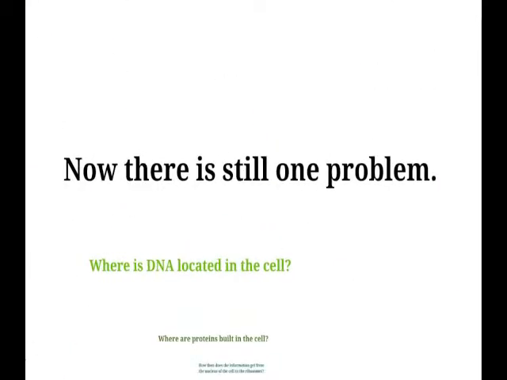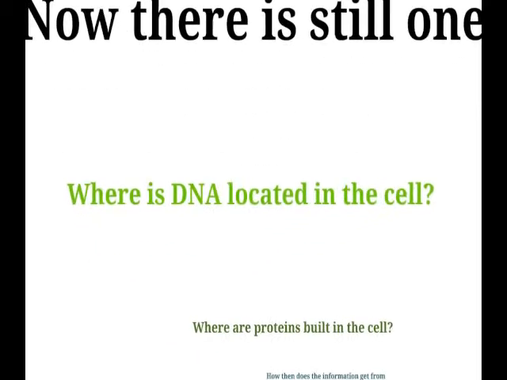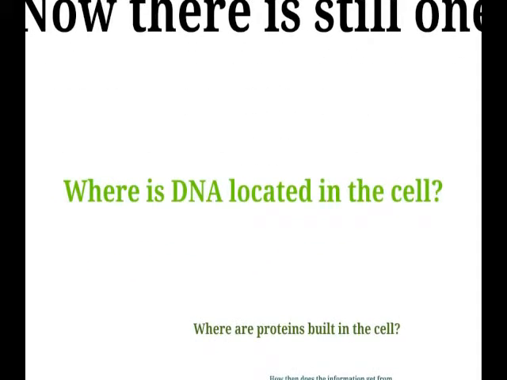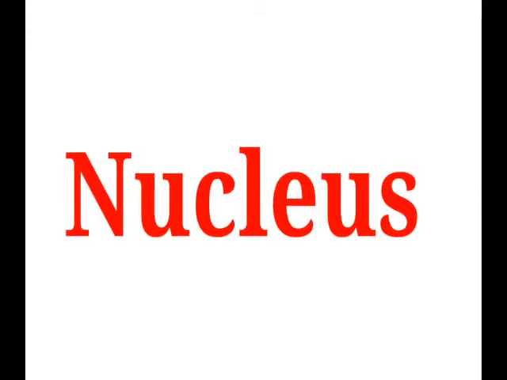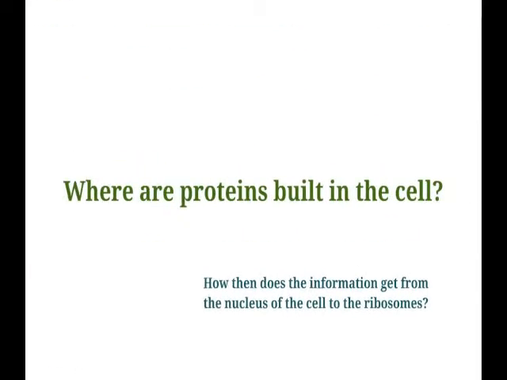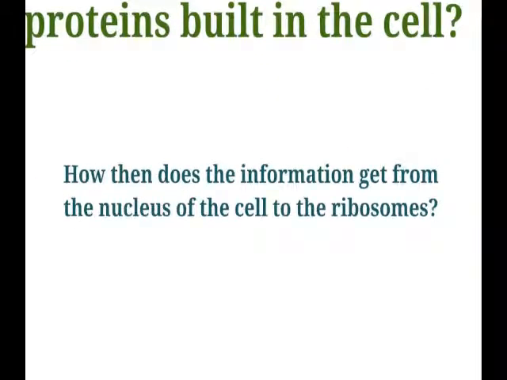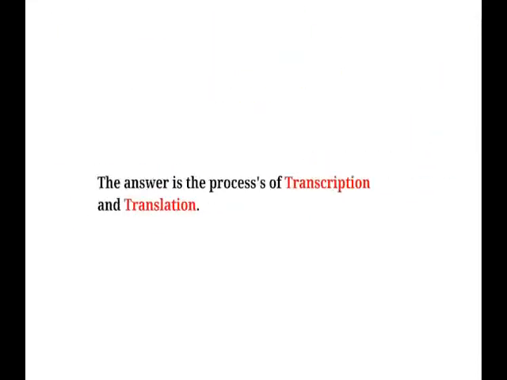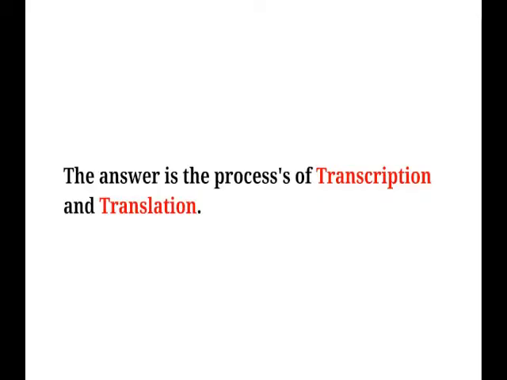Now, there is still one problem. Where is the DNA located? Well, it's found in the nucleus of the cell, which is in the center of the cell. Where are the proteins built by the cell? Well, they're built in ribosomes, which are found on the outside of the nucleus. How then does the information get from the nucleus of the cell to the ribosomes? Well, the answer is in the process of transcription and translation.